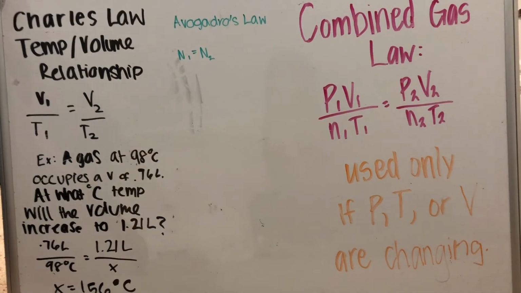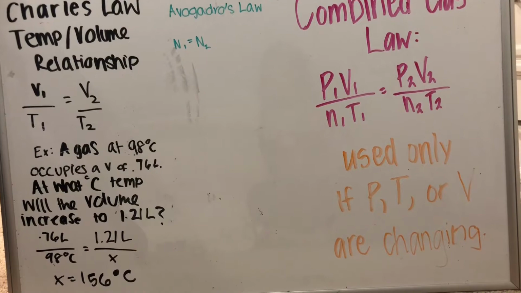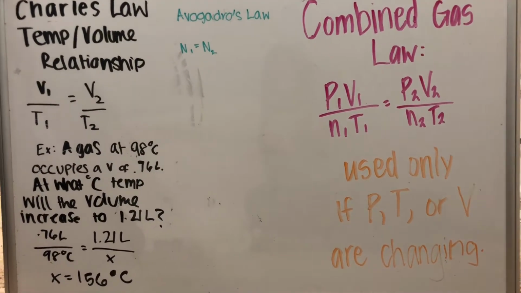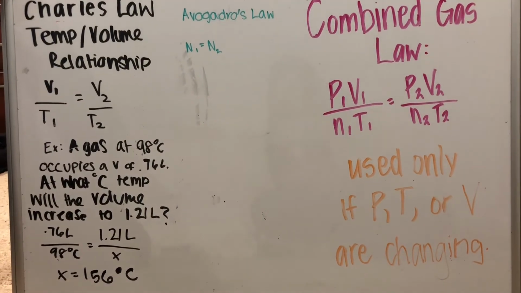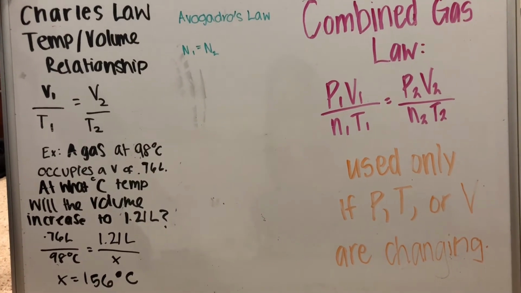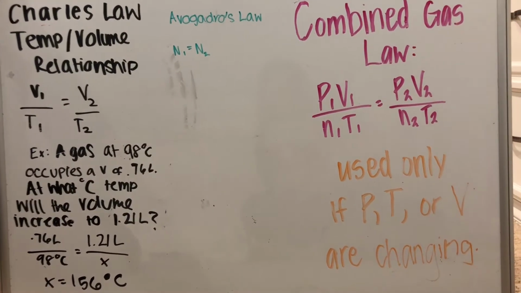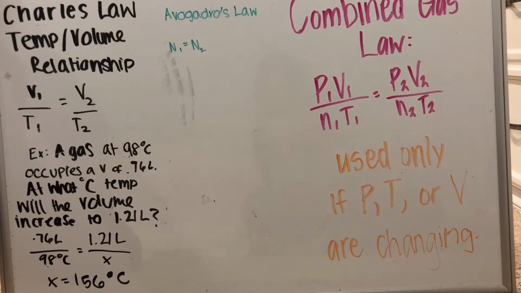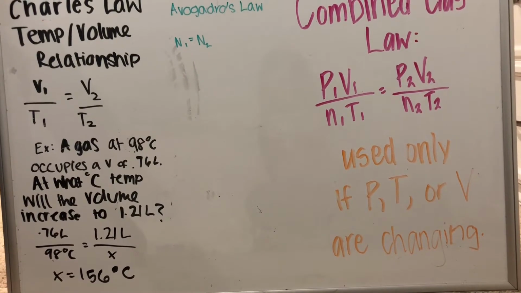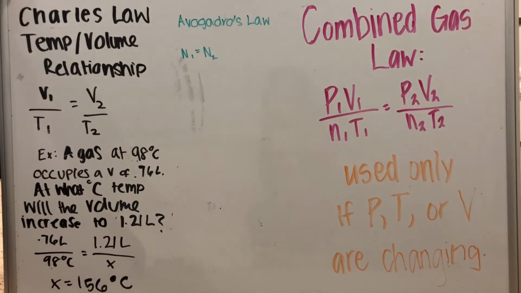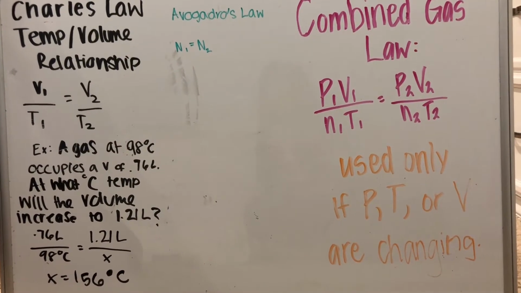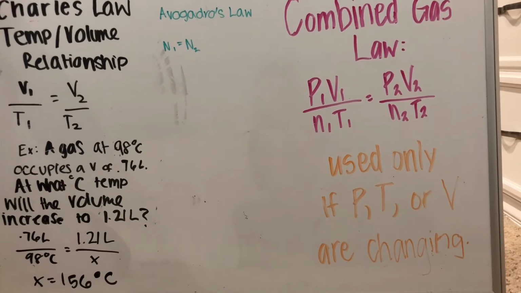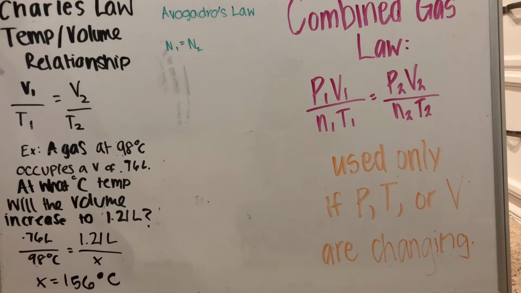Gauss's law is the temperature-volume relationship, which is modeled by the V1 over T1 equals V2 over T2 equation. An example of which is: a gas at 98 degrees Celsius occupies a volume of 0.76 liters. At what temperature in degrees Celsius will the volume increase to 1.21 liters? You'll plug in the numbers for these variables in order to get T2, which is 156 degrees Celsius. Avogadro's law is N1 equals N2, which only applies if the number of moles is the same.